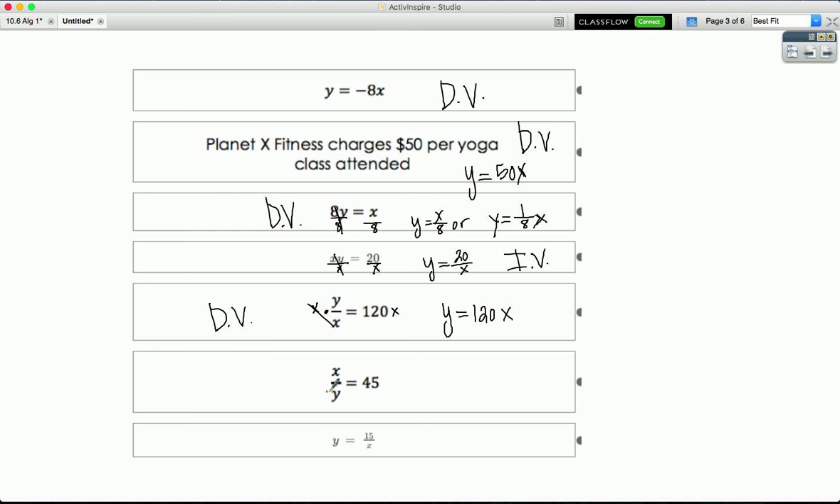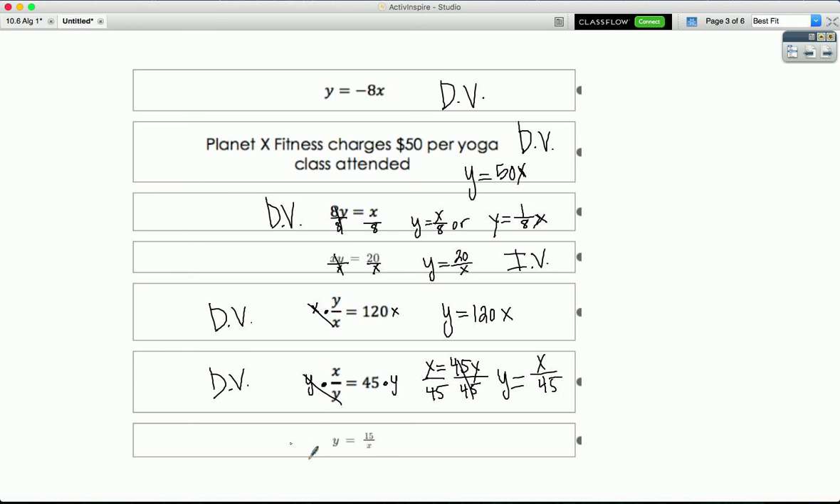The next one down, to solve for y, I first would have to get it out of the denominator, so I'd have to multiply by it. If I multiplied by x, that would not cancel anything, it would just give me x squared. So I have x equals 45y. To finish solving for y, I would divide both sides by 45. And so y equals x over 45, which is a direct variation.